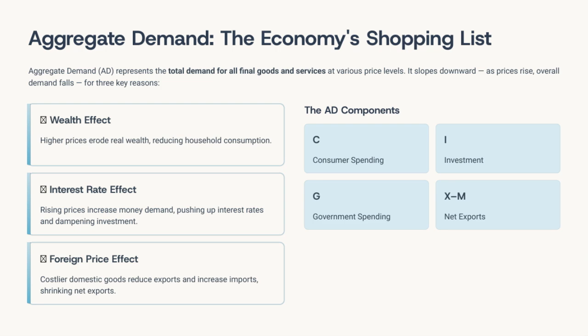Second, the interest rate effect occurs because rising prices increase the demand for money, which can push interest rates higher and make borrowing more expensive. Thus, investment declines. And third, the wealth effect diminishes household spending as higher prices erode real wealth. Together, these effects help explain why aggregate demand is not a flat line, but slopes downward, illustrating the inverse relationship between price levels and total demand in the economy.